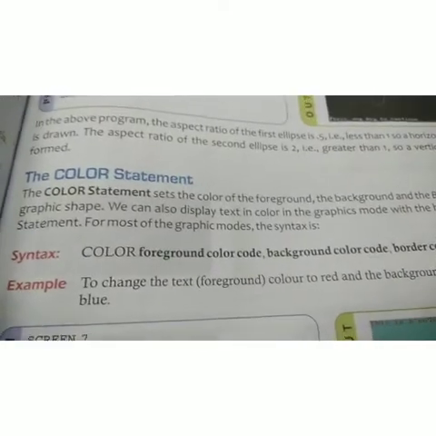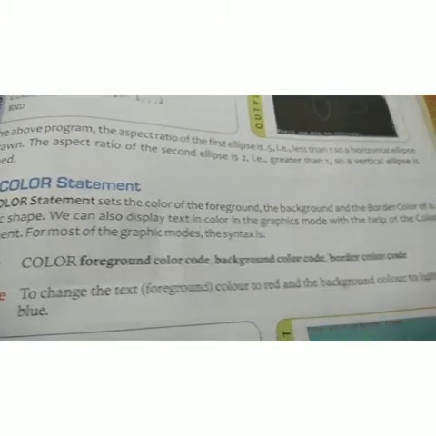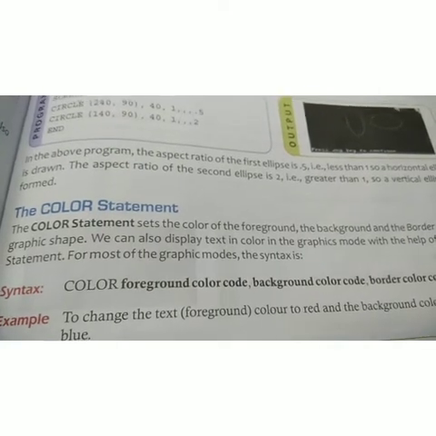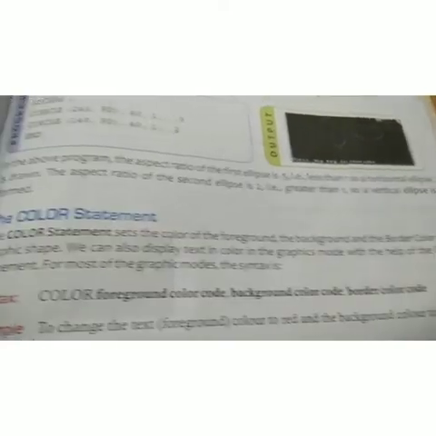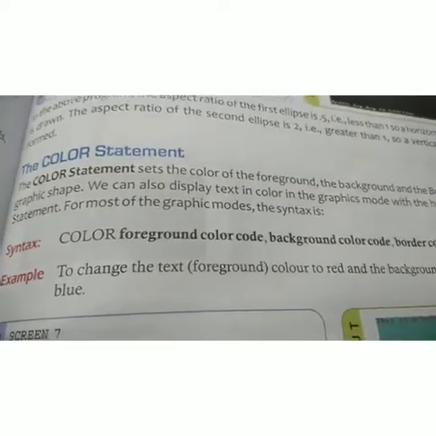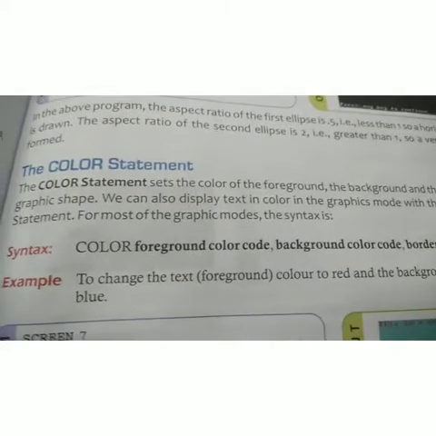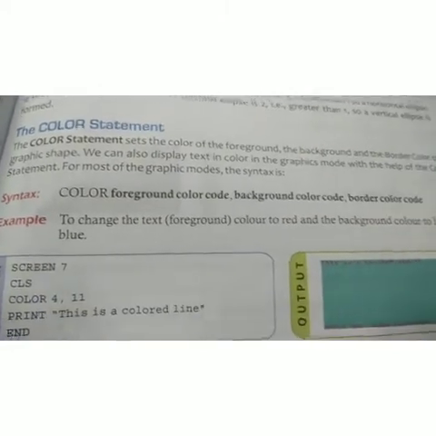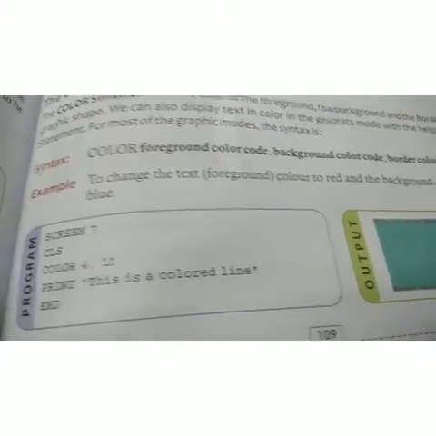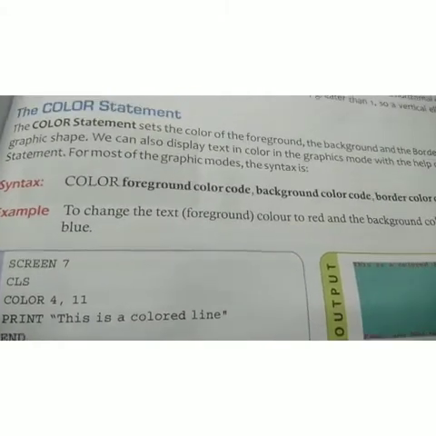Now see the next statement, COLOR. The COLOR statement sets the color for the background and the border of graphic shapes. We can also display text in color in graphics mode with the help of the COLOR statement. For most graphics modes, the syntax is: COLOR foreground color code, background color code, border code. Next, an example to change the text foreground color to red and the background color to light sky blue. Students, see the program: SCREEN 7, CLS, COLOR 4, 11, PRINT "This is a colored line", then END the program.